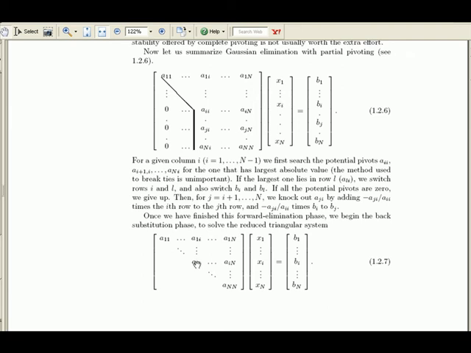And eventually we reduce it to upper triangular form, which is the point of all this. That gives us a last equation which involves only one unknown, a_nn x_n equals b_n. So we solve for x_n, then we go back, do back substitution, solve for x_(n-1), and so forth.